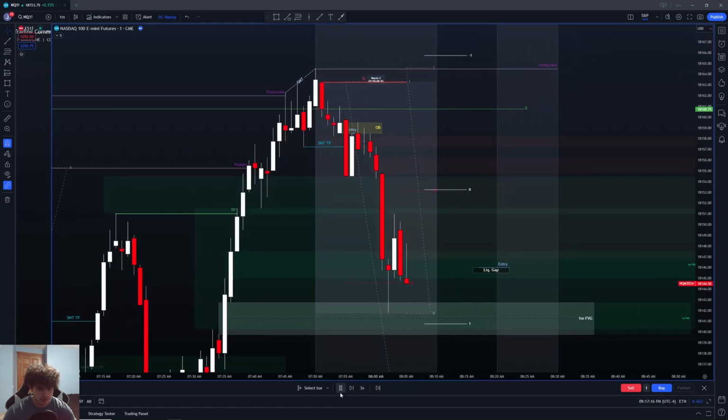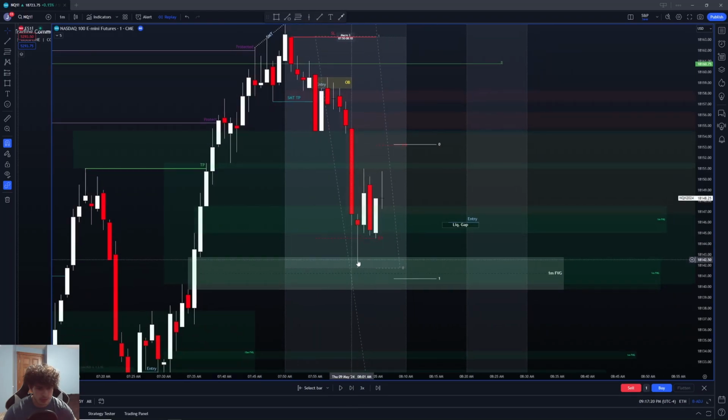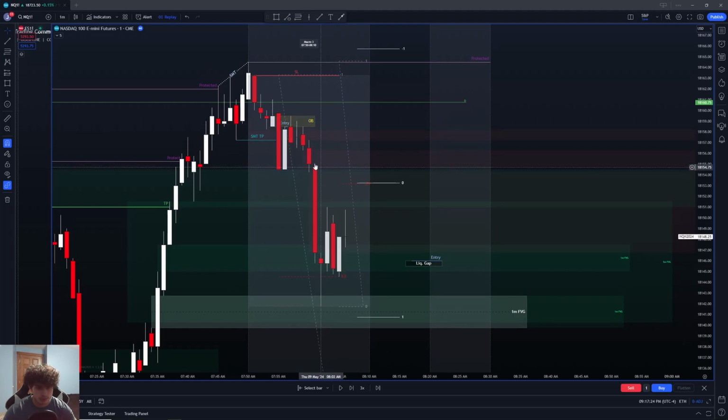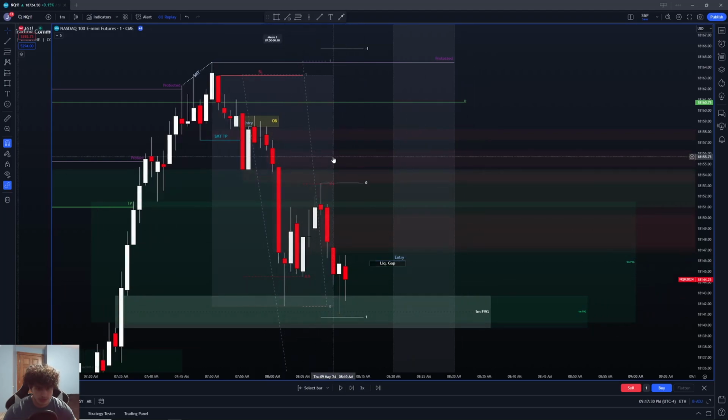So we tap into the order block right here. We sell all the way off to discount. So this first TP hit, second TP would be at this fair value gap right here. Stop would probably be moved to around break even right here.